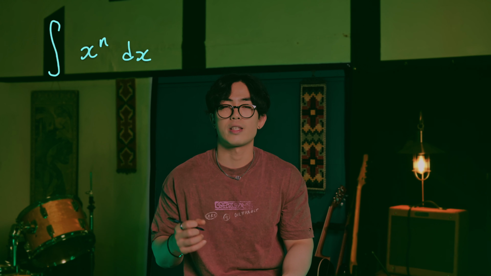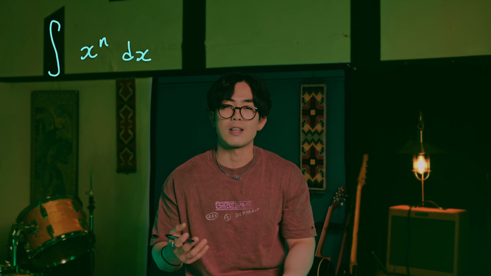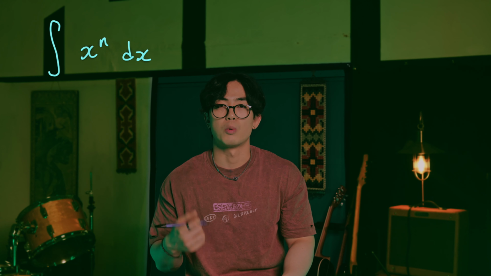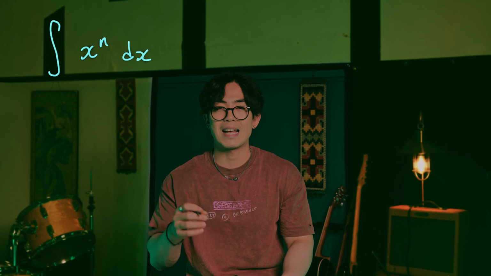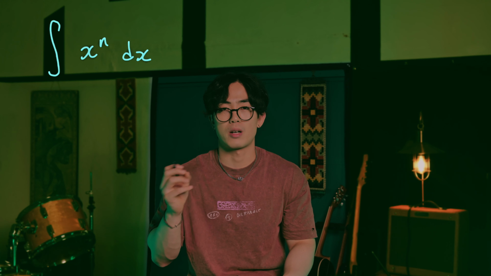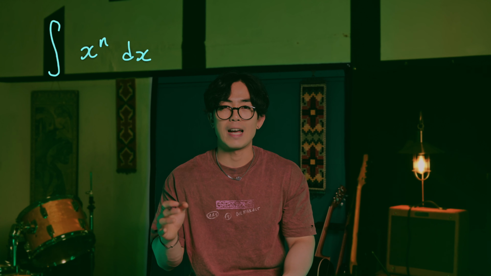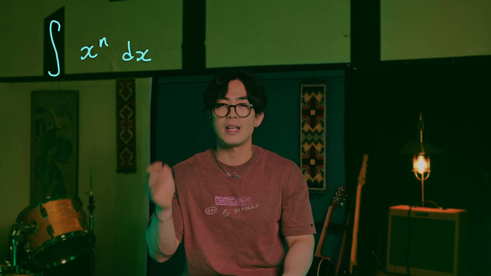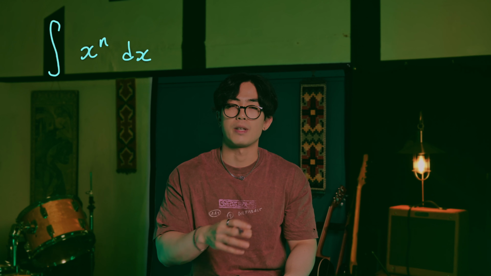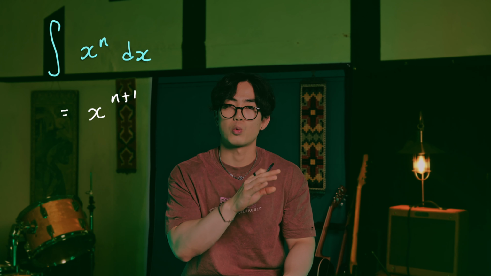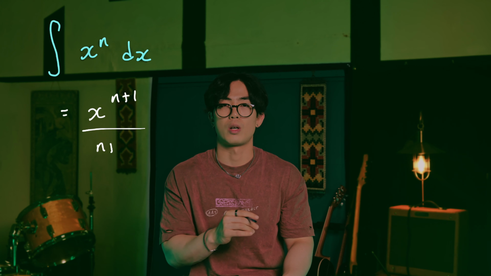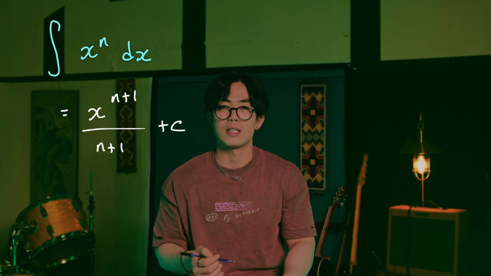Okay, so let's start off with a very simple function to integrate, and that function is x to the power of n. Right, so as I said, opposite of differentiation. So what we do first is we add 1 to the power, so it would be n plus 1. And then we divide it by that power. So if we were to integrate x to the power of n dx, it would be x to the power of n plus 1 over n plus 1. And then we add this plus c constant.